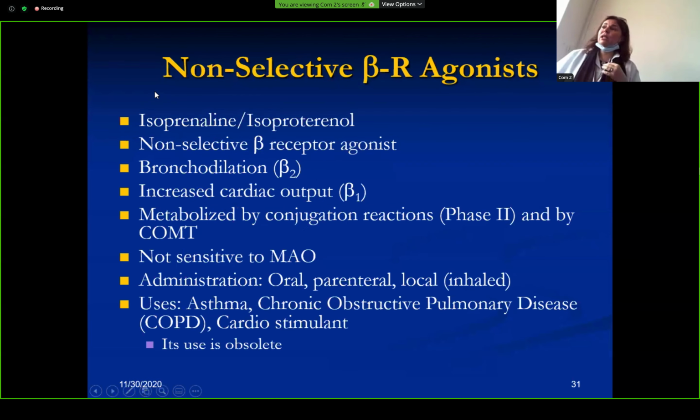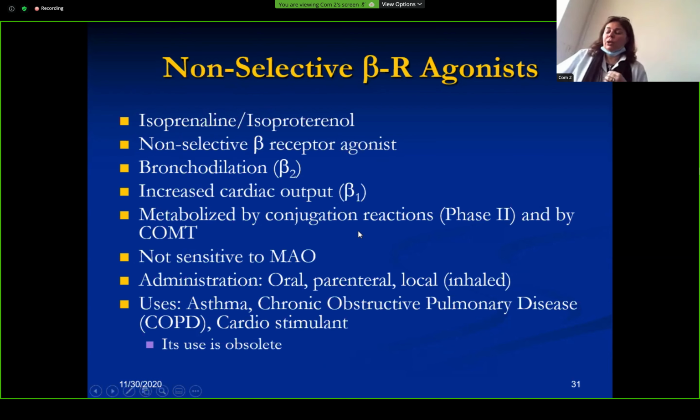Now, the non-selective beta agonist, we have isoprenaline, which acts on non-selective beta receptors. It causes bronchodilation, but as well it increases the cardiac output. So we prefer to have a selective bronchodilator. If we're looking for something for cardiogenic shock, we go to epinephrine. I'll explain why.